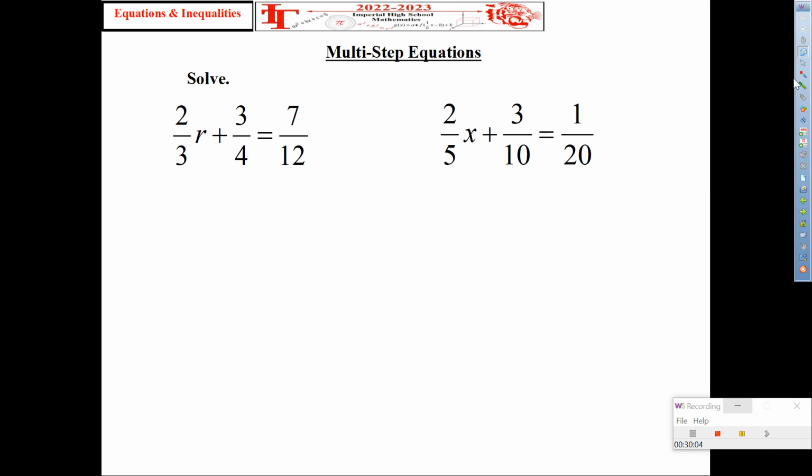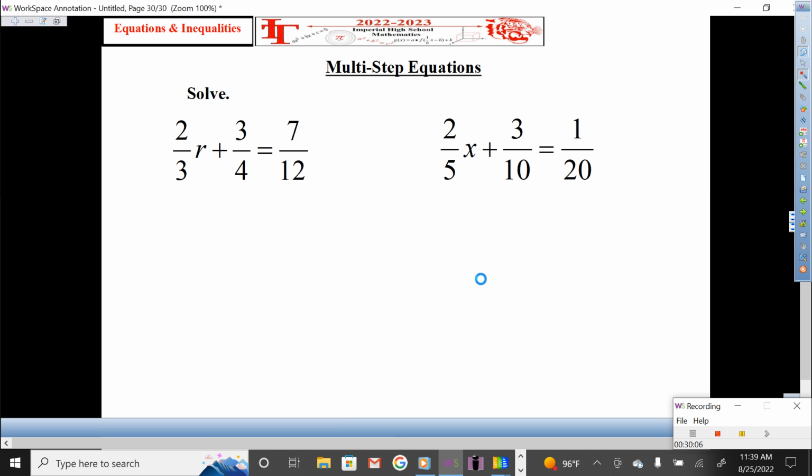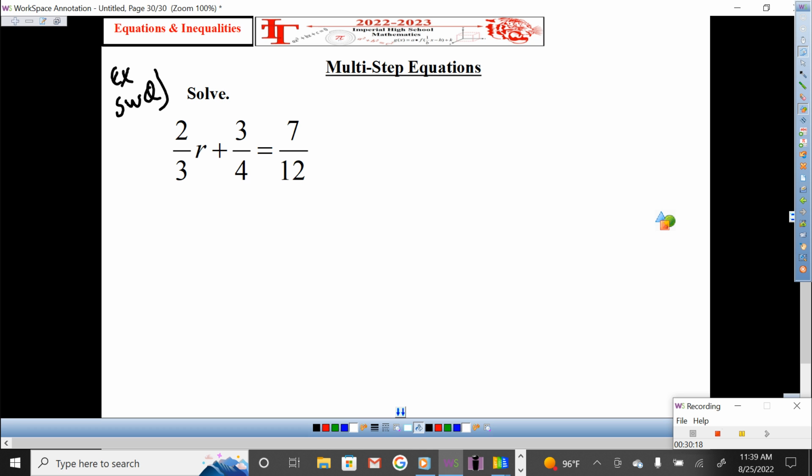Example, Star Wars Q. Give me a second. Example, Star Wars Q. 2/3 r plus 3/4 equals 7/12. Just copy it. I'll elaborate on this one.